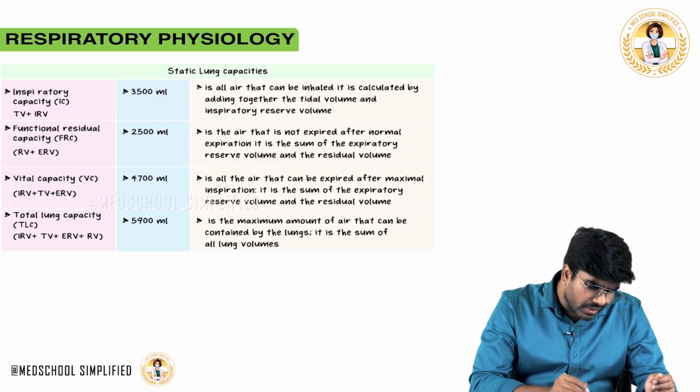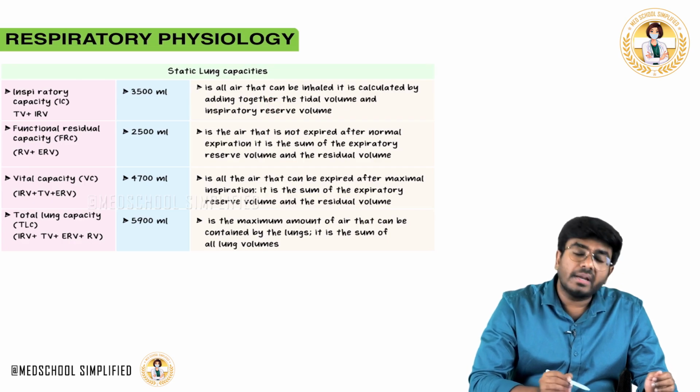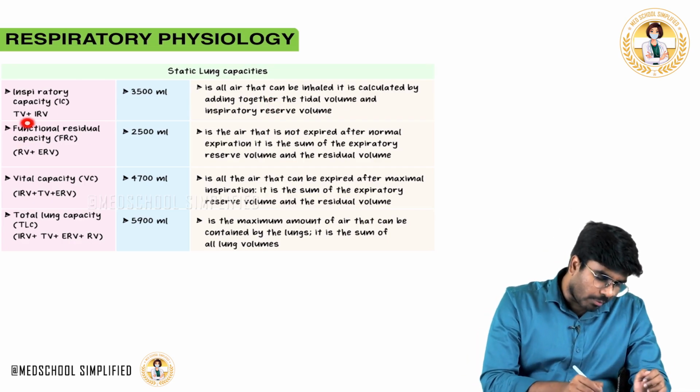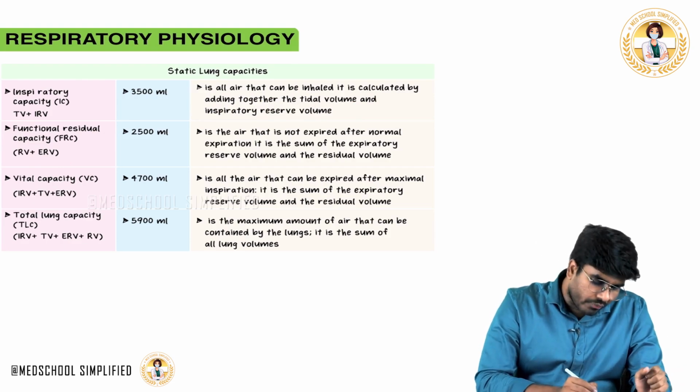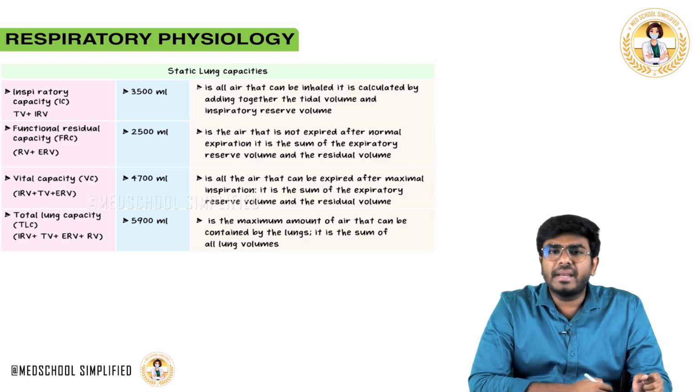Now what is the definition of inspiratory capacity? It is all the air that can be inhaled. It is calculated by adding together the tidal volume and inspiratory reserve volume. Now let's discuss functional residual capacity. So what is functional residual capacity? It's a combo of residual volume and expiratory reserve volume.